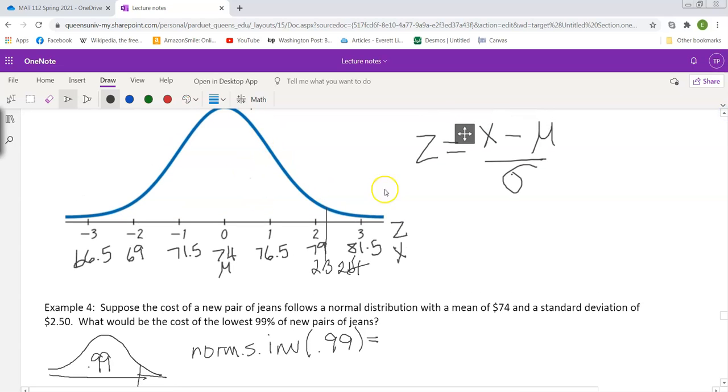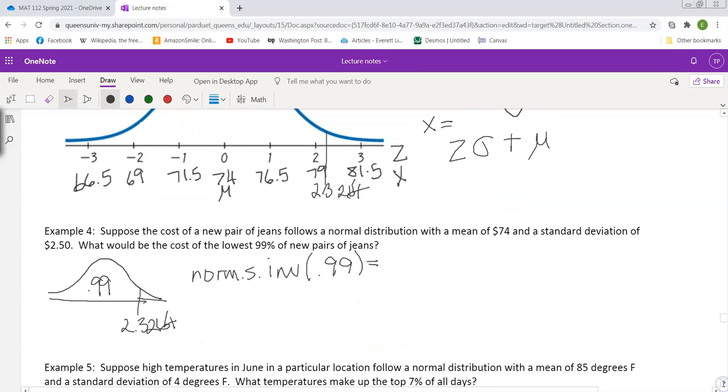And you don't have to solve this every time. We can just solve it once. So if we multiply both sides here by sigma, we'll get z times sigma. And then we add mu on both sides. That gives us x. So we can just use x equals z times sigma plus mu. All I did was I took this equation and solved it for x, multiplying both sides by sigma, and that cancels this out, and then adding mu on both sides. Okay.